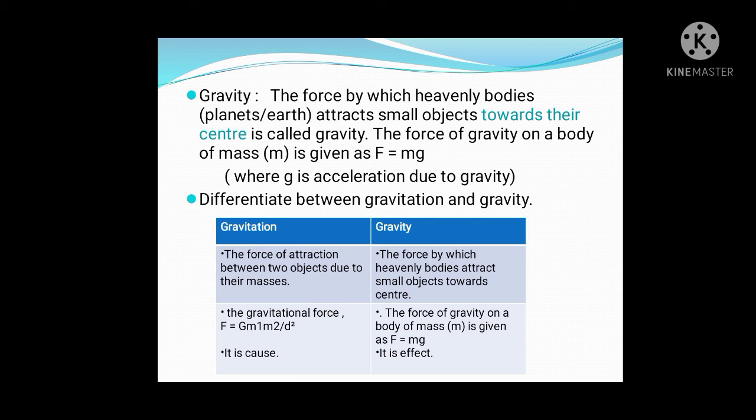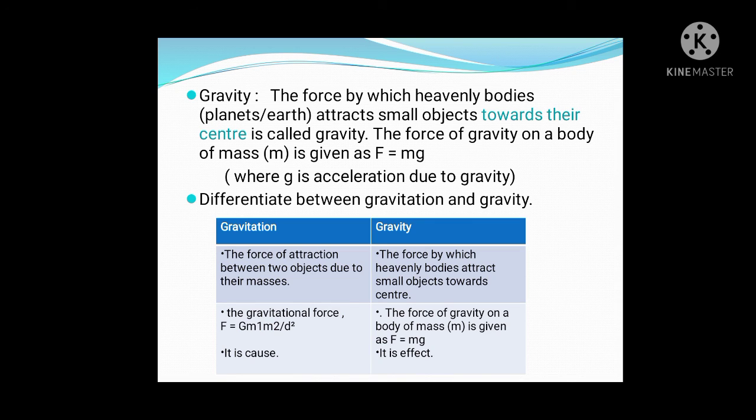So first of all, we'll define gravity. The force by which heavenly bodies attract small objects towards their center is called gravity. The force of gravity on a body of mass m is given as F is equal to m into g. Here we have written the term towards their center. Why is it like that?